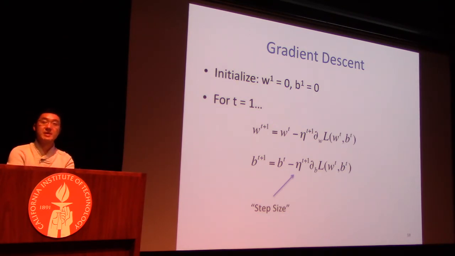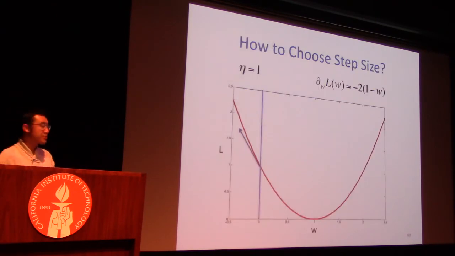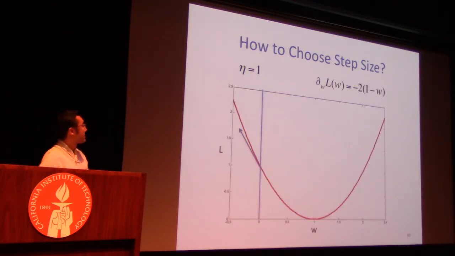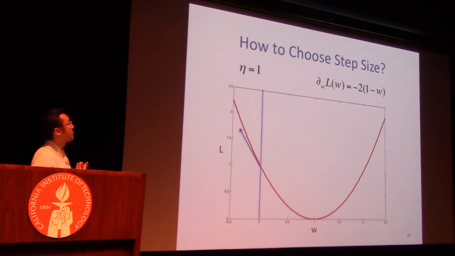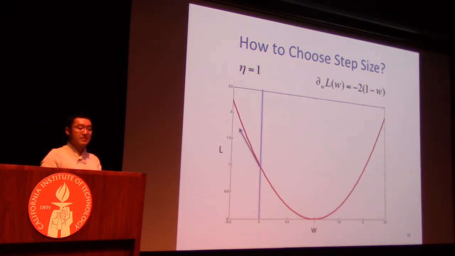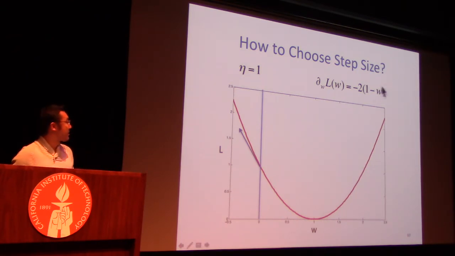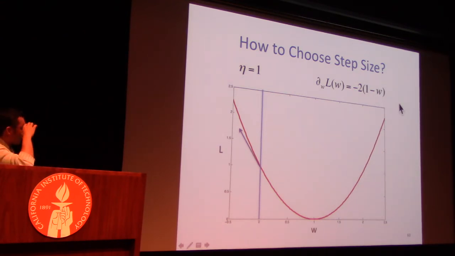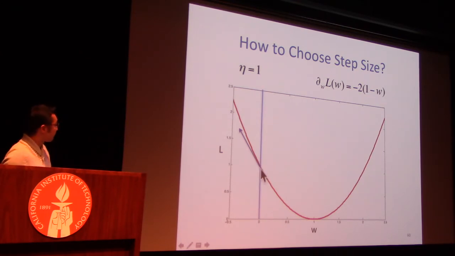Okay, so now let's talk about the step size. How do we choose the step size? For simplicity, let's look at a very simple loss function on one example and one feature. So this is a one-dimensional squared loss on one training example, and the gradient looks like this. I'm plotting the loss function as a function of this one-dimensional w. And suppose we're here at w equals 0, and this is the gradient. We're going to set the step size to be 1.